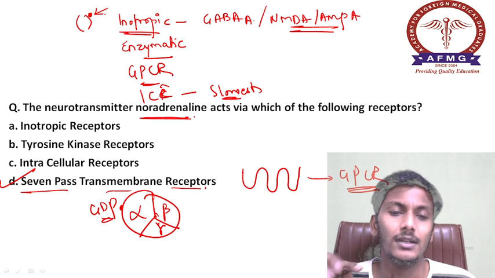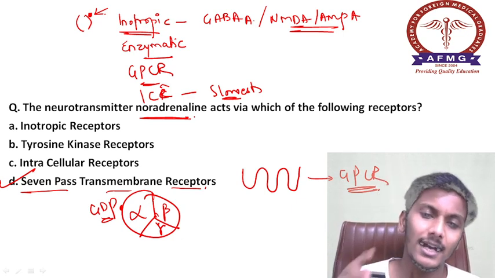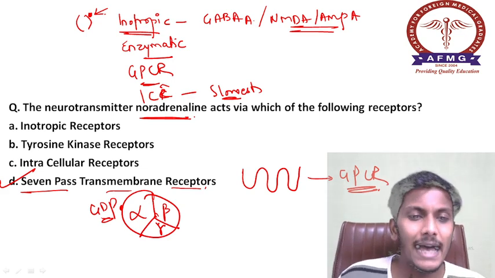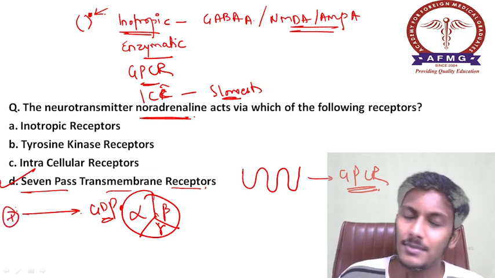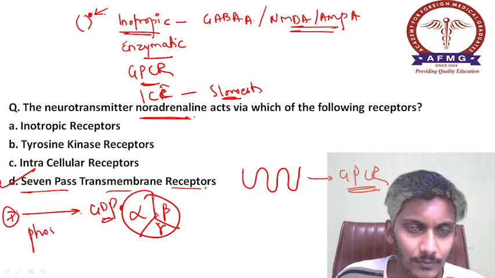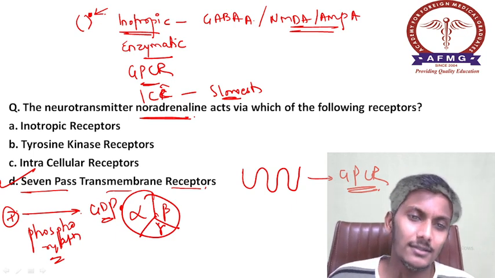Okay, so please remember, there was one more friend of alpha, which was your GDP that was attached to it. Remember, alpha, beta, gamma are 3 subunits, and what is attached to alpha? GDP. So as soon as some stimulus comes, there is phosphorylation.